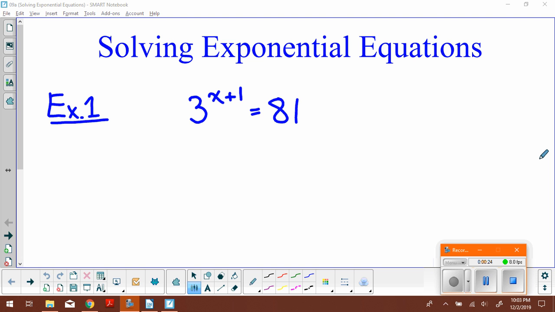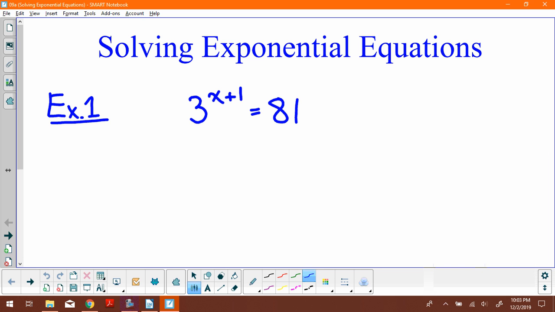Okay, so example one, we have 3 to the x plus 1 is equal to 81. My goal here, when I have these equations, is to get the equations to have the same base, because then I can equate the exponents and go from there. So I try to think, what power of 3 would give me 81? If we play around, we'll discover that 3 to the power 4 is equal to 81.